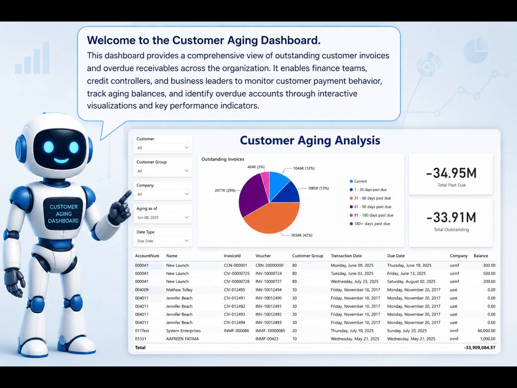Welcome to the Customer Aging Dashboard. This dashboard provides a comprehensive view of outstanding customer invoices and overdue receivables across the organization. It enables finance teams, credit controllers, and business leaders to monitor customer payment behavior, track aging balances, and identify overdue accounts through interactive visualizations and key performance indicators.